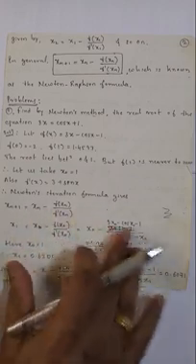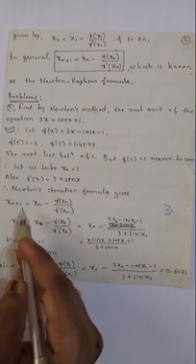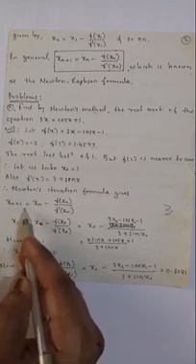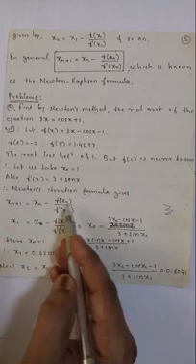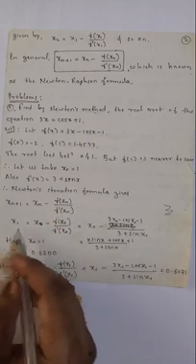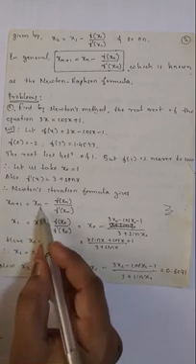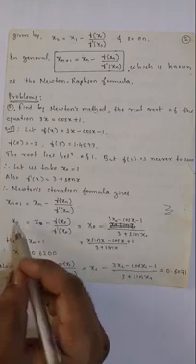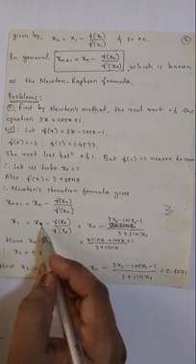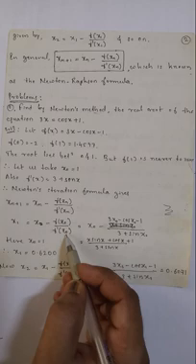Now we write the formula. General formula is x n plus 1 equal to x n minus f of x n divided by f dash of x n. We take the first approximation. This is called the first approximation x1. So when n equal to 0, it is x naught minus f of x naught divided by f dash of x naught.